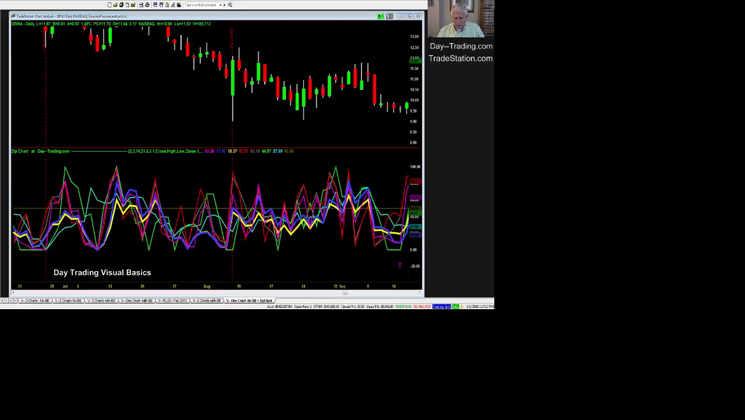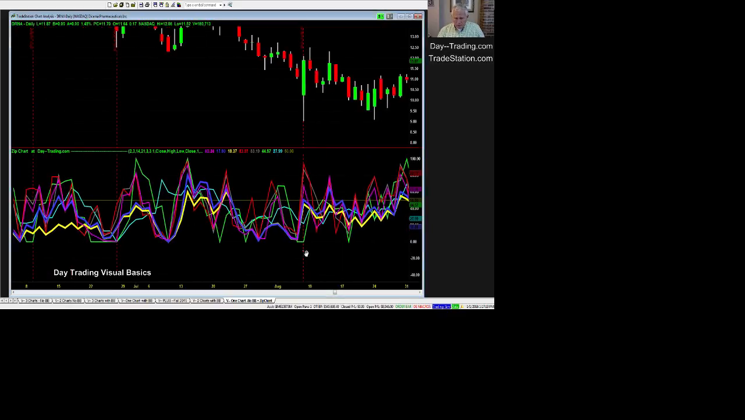Okay, now I'm going to move on to this one here. This is a case where the zip pink is high, and we can obviously see the giant candle that we had today.